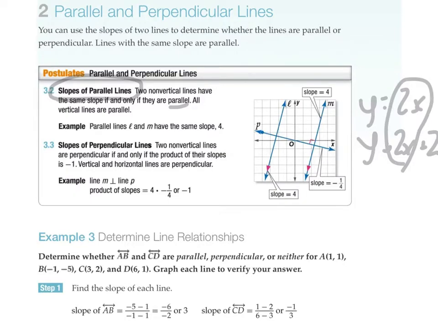Then you look at perpendicular. Don't forget, as we did before in class, M1 times M2, so the slope of the first one times the slope of the second one must equal -1, which is what they've got here. So it's the inverse reciprocal of whatever your first slope is.